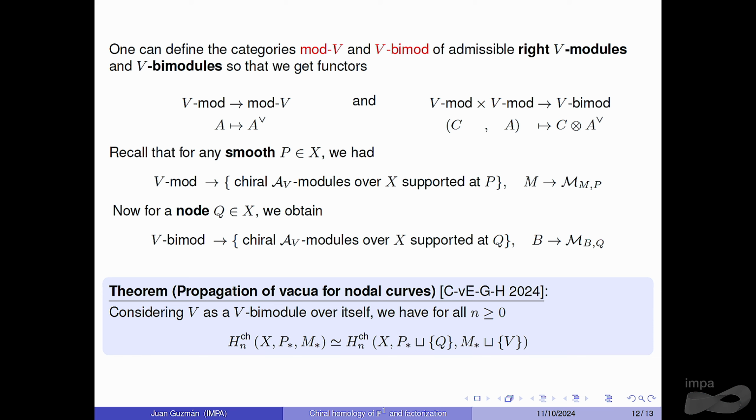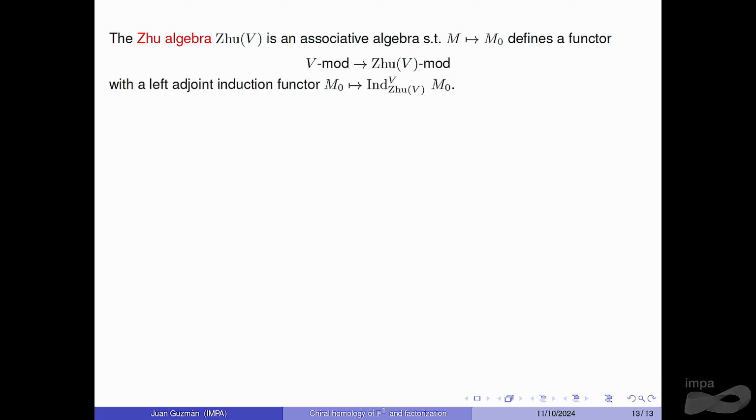Okay, so the first thing we do is let's try to take the nodal curve and insert the V itself, V as a V bimodule over itself. It's been known for a long time that in the smooth case, that doesn't change the chiral homology. That's known as propagation of vacua. And now we got that propagation of vacua also holds for nodal curves if we insert V as a V bimodule over itself, right? So that is the first very easy generalization.